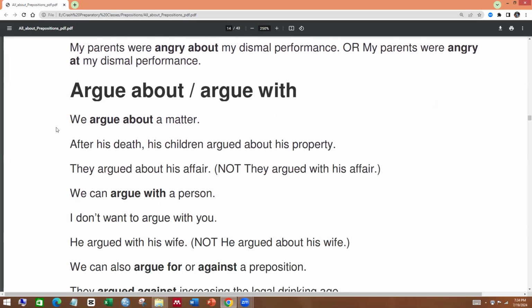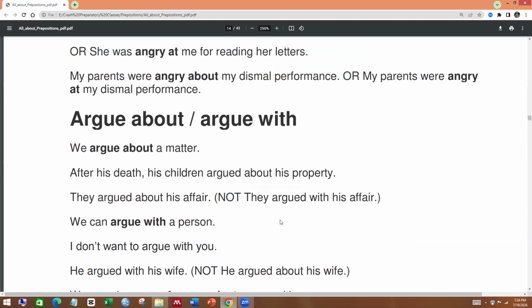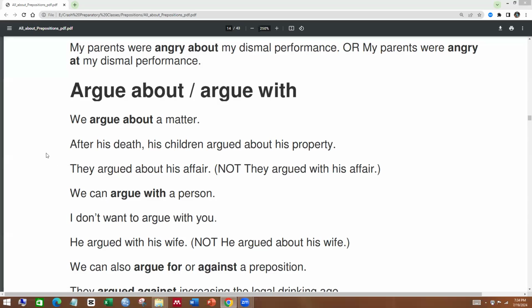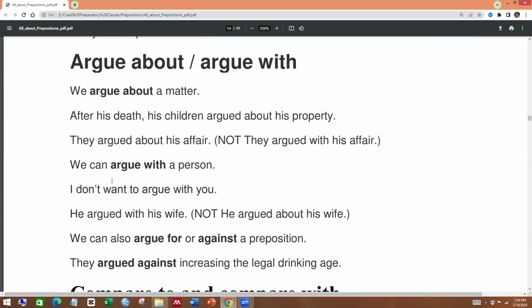They argue about and argue with. We argue about the matter. After his death, his children argued about his property. They argued about his affair, not they argued with his affair. We can argue with a person. एक इंसान के साथ argue हो सकता है. I don't want to argue with you. बहसबाजी जिसे हम कहते हैं. He argued with his wife, not he argued about his wife.